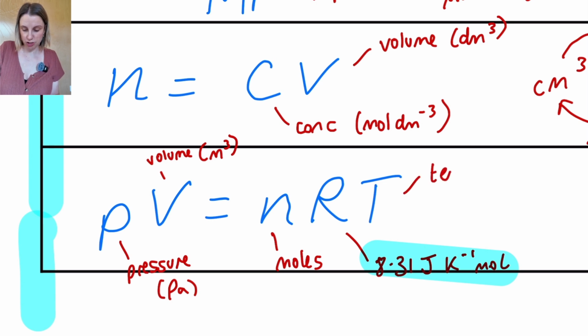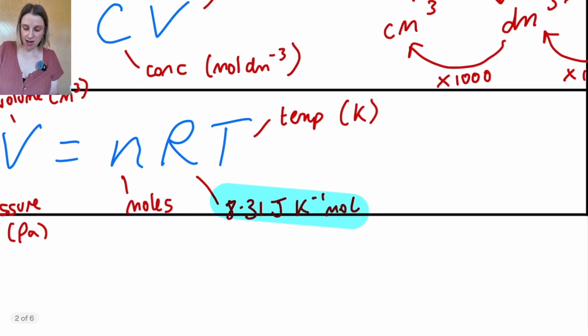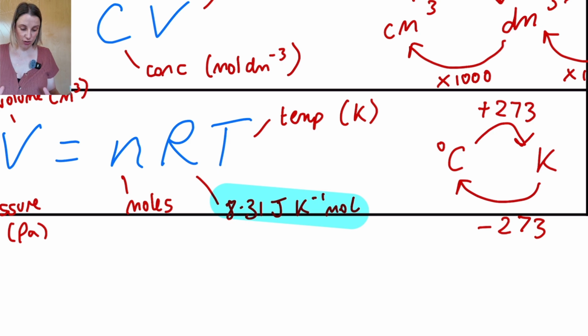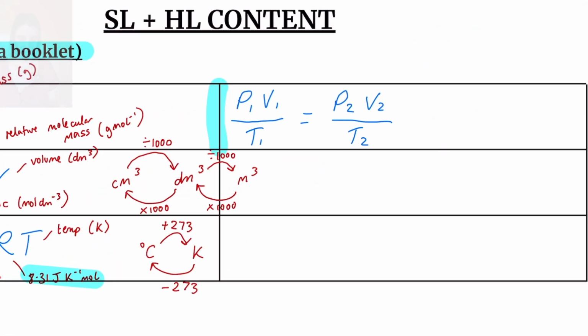And then your temperature is always measured in Kelvin. So again, a conversion going between degrees C to Kelvin is that we're going to add 273 to get between the two. And then for this one, we're going to minus 273. Okay, so that's your conversions between the two.